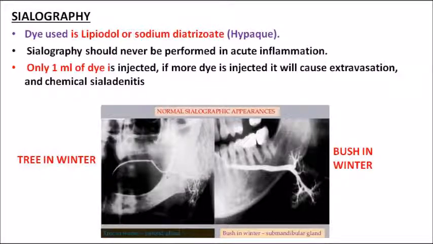So what is the appearance of a submandibular gland? In case of a submandibular gland, see the second picture. It is a bush in winter appearance. Okay, so just make out and understand the difference. In case of parotid gland, it is tree in winter appearance, and in case of submandibular gland, it is bush in winter appearance.